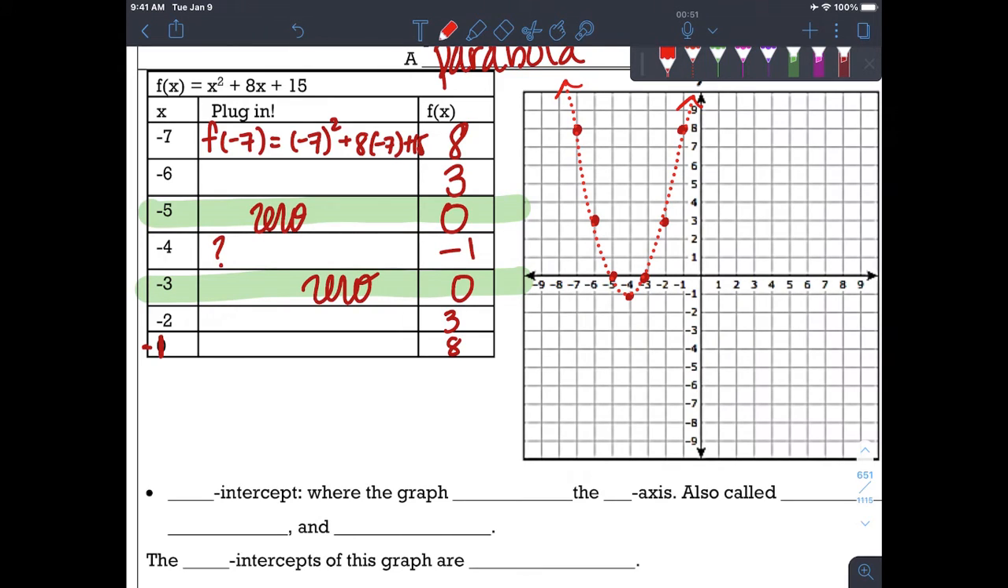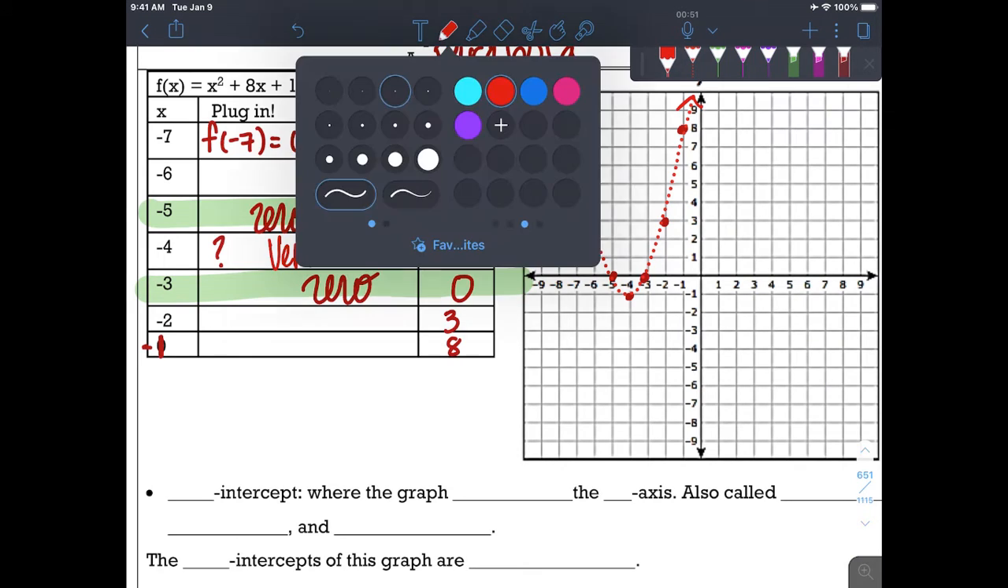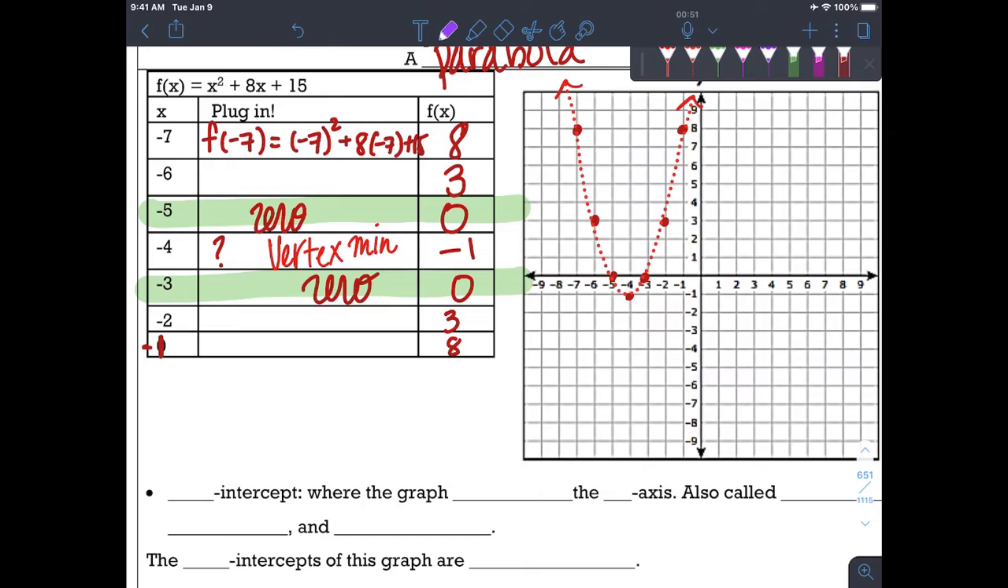I'm going to label that as such, my vertex. Is it a bottom or a top? Well, it's at the bottom, so this is definitely a minimum. Now I can go ahead and start identifying other features. Let's see. From that point, I'm going to draw a line straight up and down.